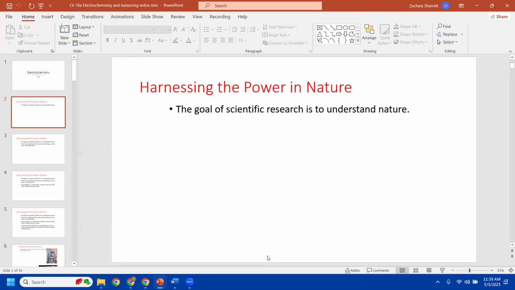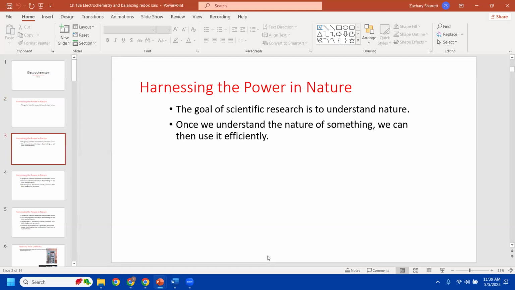So the goal of scientific research is to understand nature. Once we understand the nature of something, we can then use it efficiently, right? Being efficient makes it more important. We could look at the world and be like, oh, why don't we just do this? Why don't we just do that? Well, a lot of the things we're doing in this world are being done to think about the future, right? Does it matter if we burn gas to make electricity for the next 50 years?